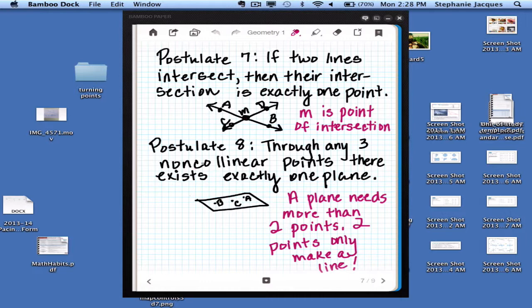Postulate 8. Through any 3 non-collinear points, there exists exactly 1 plane. So I drew a plane, and then I put 3 points in it. A plane needs more than 2 points. If you just had 2 points, you couldn't create that plane. A plane is made up of several points, more than 2. 2 points only make a line, not a plane.